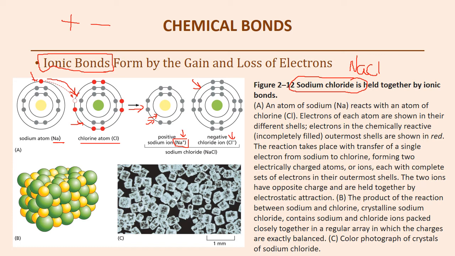You can also conclude that the one indicated as positive is the one that donated or gave away its electron, thereby becoming less negative, more positive, whereas the negative sign indicates the element that was able to receive the electron, thereby increasing its negativity. The bottom illustrations, B and C, are just showing you the product of the reaction: the little crystals that form when the sodium and chloride interact, very closely packed together. You can also see a little color photograph of the crystals of table salt, just to give you a look at it.